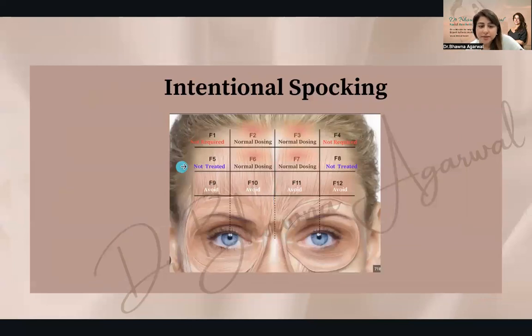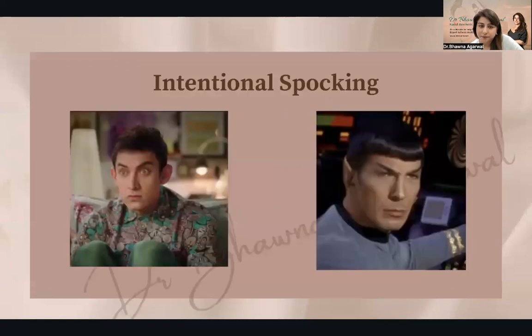The only difference is that the quadrants F5 and F8 are not treated, and the medial quadrants, these 4 quadrants, F2, F3, F6, and F7, are normally treated or over-treated. So this will result in an intentional spocking. So this is how the intentional spocking looks.